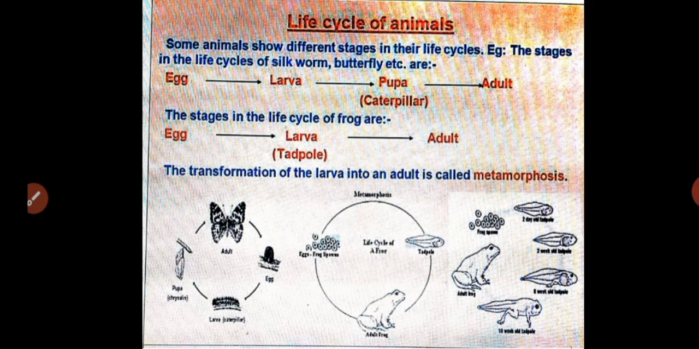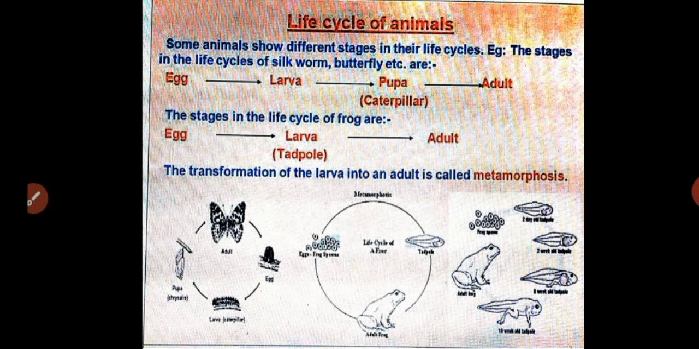So life cycle means the starting stage of the particular animal and also the last stage of the particular animal, and what happens in between. That is what we call the life cycle, birth to death, or birth to adult. So that is the complete life cycle of the particular animal.